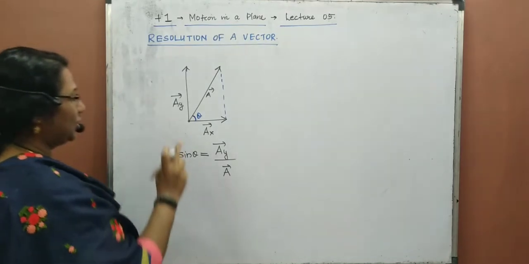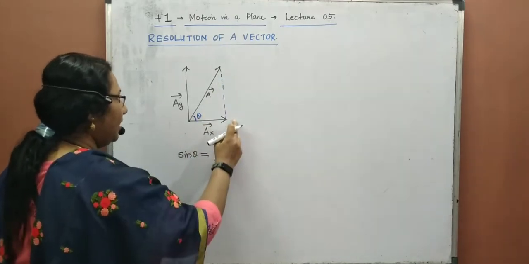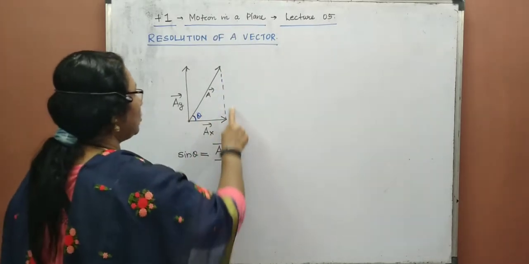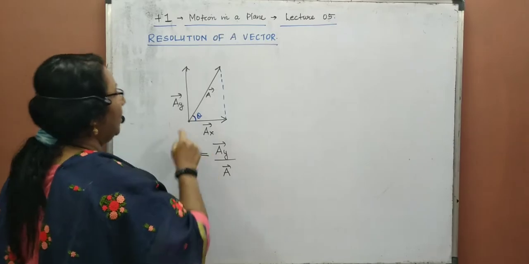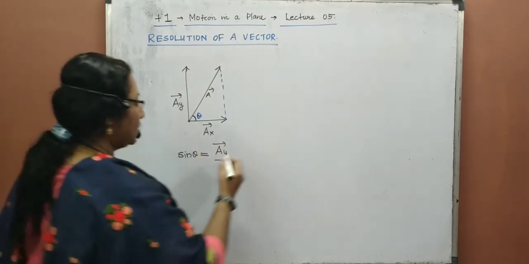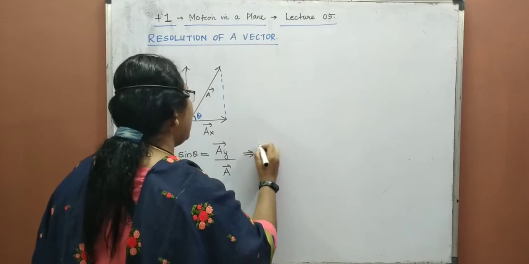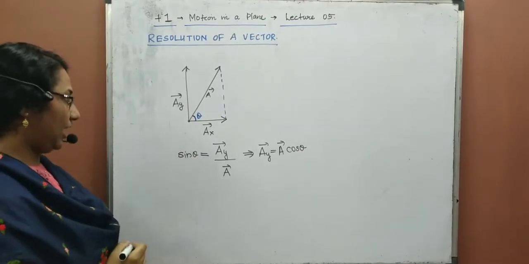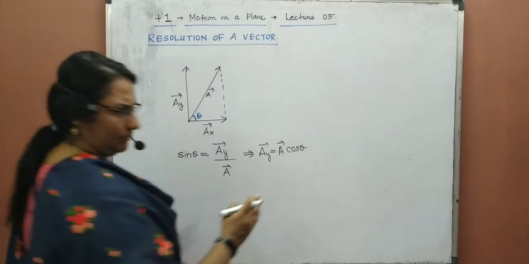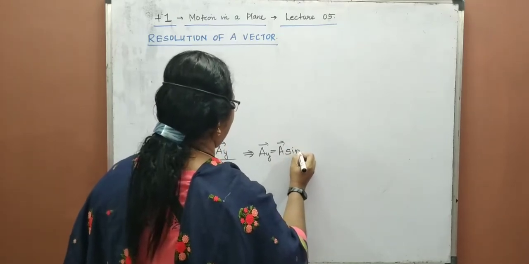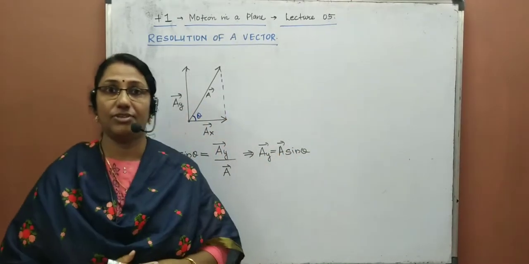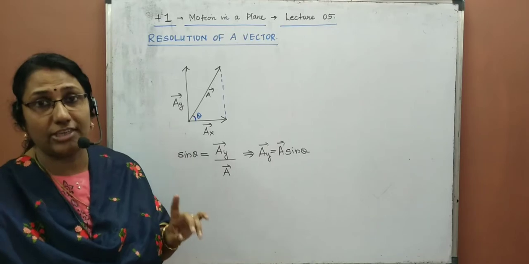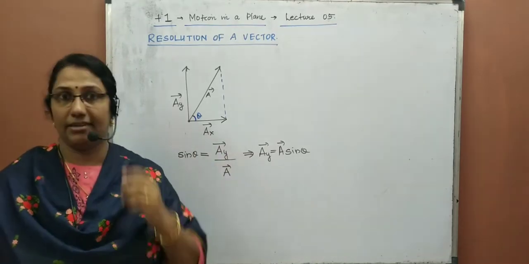Please listen. So sine theta is opposite side by hypotenuse. Opposite side is parallel to AY. So this is AY itself, vector AY, by hypotenuse, vector A. So that we can write AY is equal to A sine theta. Sorry, we have taken sine theta. So what is the magnitude of this vector AY? AY is equal to A sine theta.